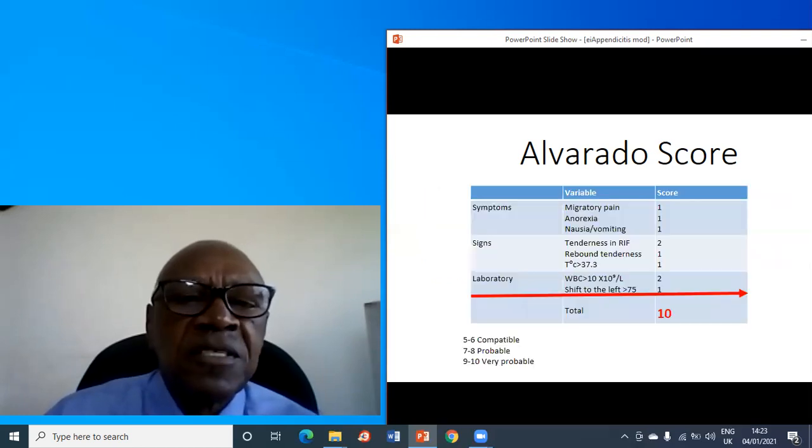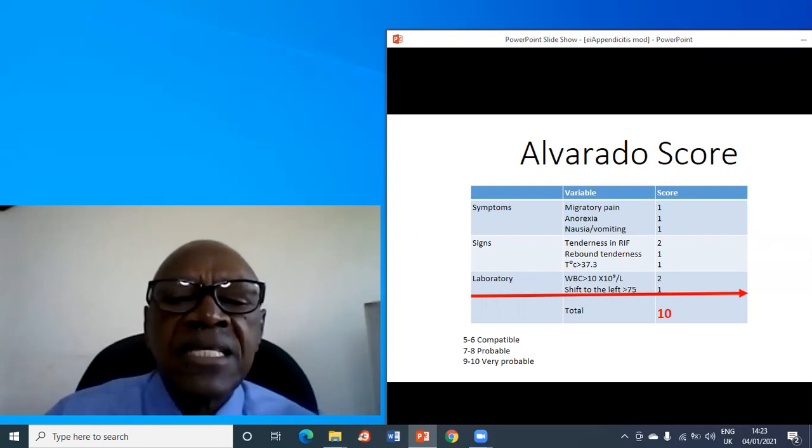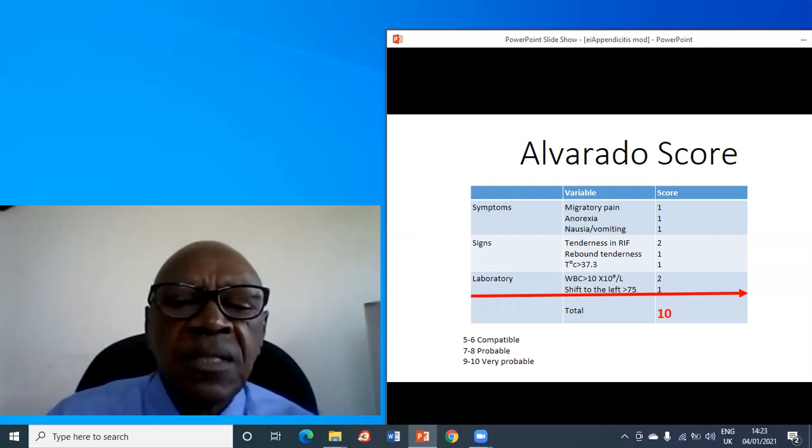The specifics are as follows. They have a symptom, then the variables, then the scores. Migratory pain scores 1. Anorexia scores 1. Nausea and vomiting scores 1. Then signs. Tenderness in the right iliac fossa scores 2. Bone tenderness scores 1. Temperature above 37 scores 1.